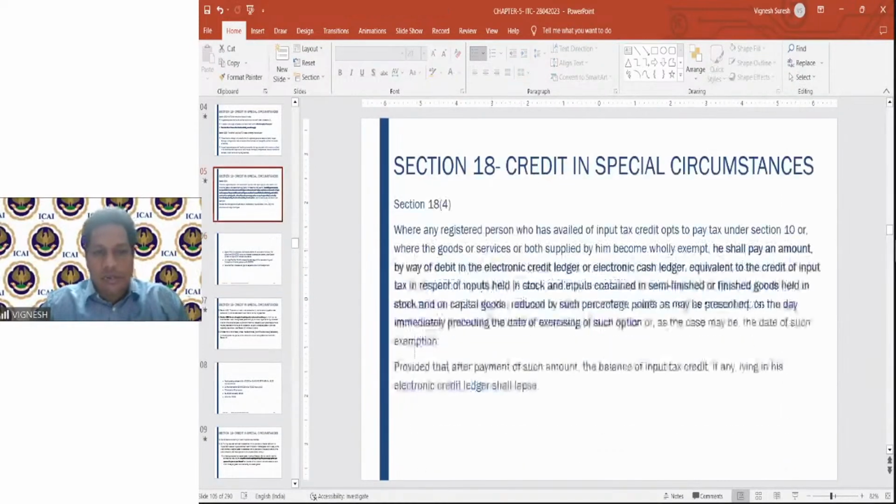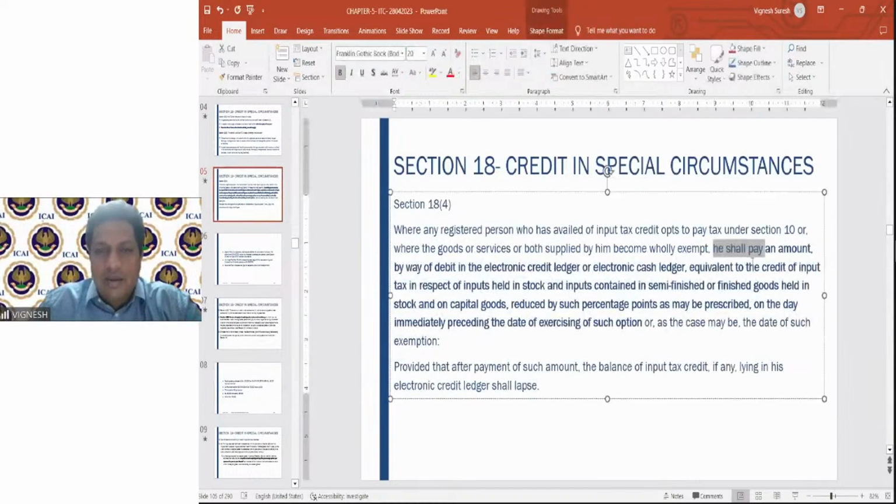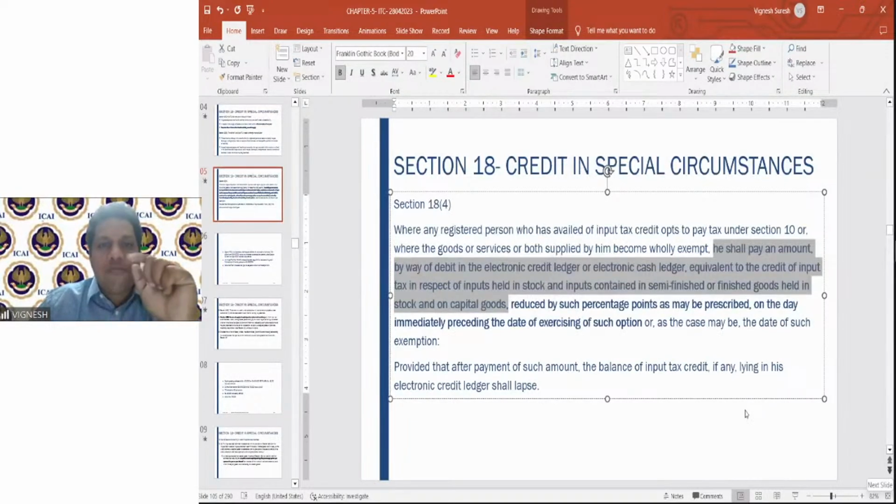Okay, so if you understand here, he shall pay an amount by way of debit in the credit or cash ledger equivalent to the credit of input tax held in respect of inputs in stocks and finished goods, reduced by such percentage points as may be prescribed. So you have claimed the input tax credit. It is there in the credit ledger. You have to pay and you have to nullify that. Why are you supposed to nullify that?